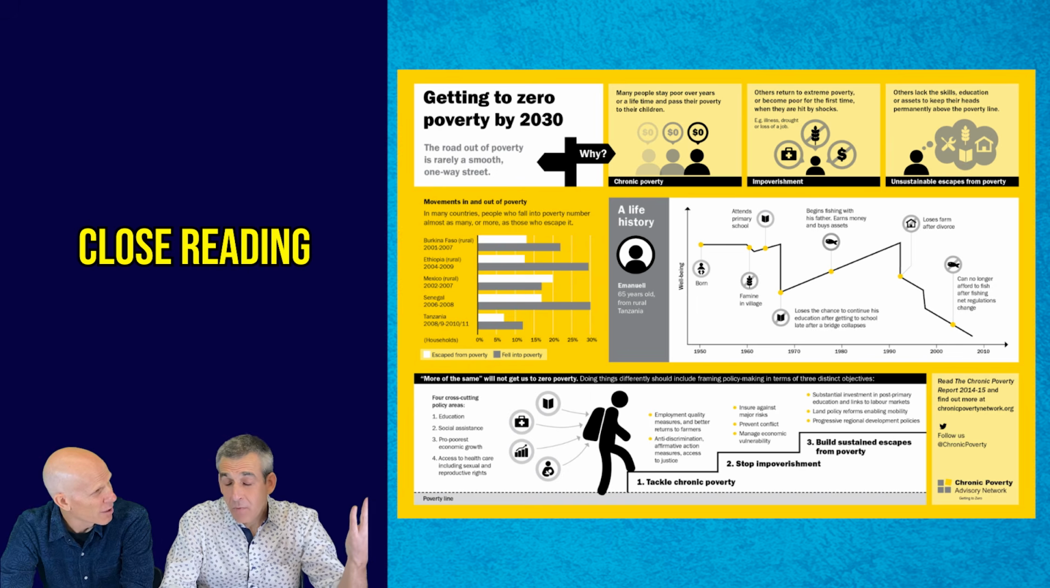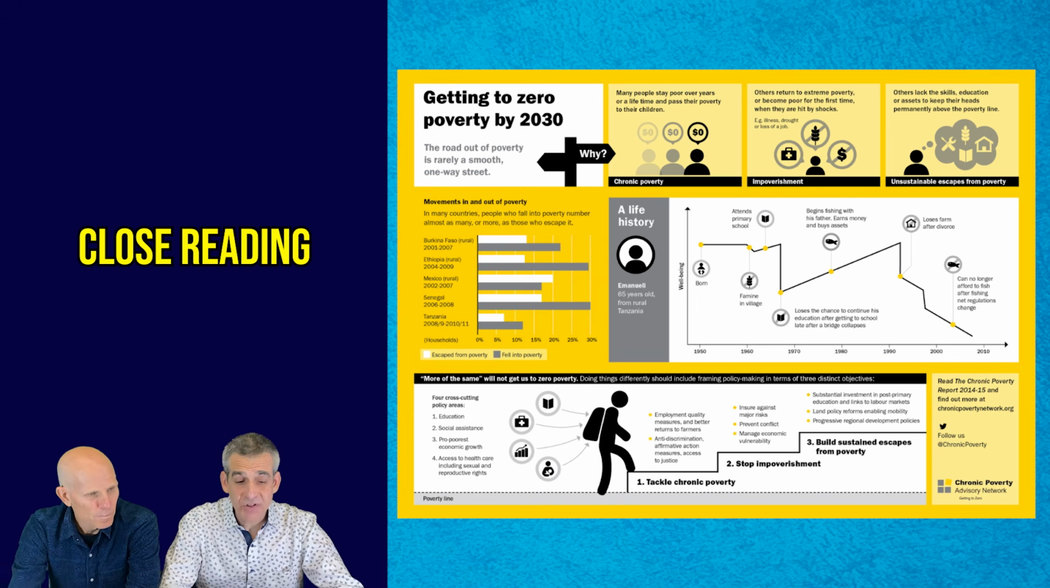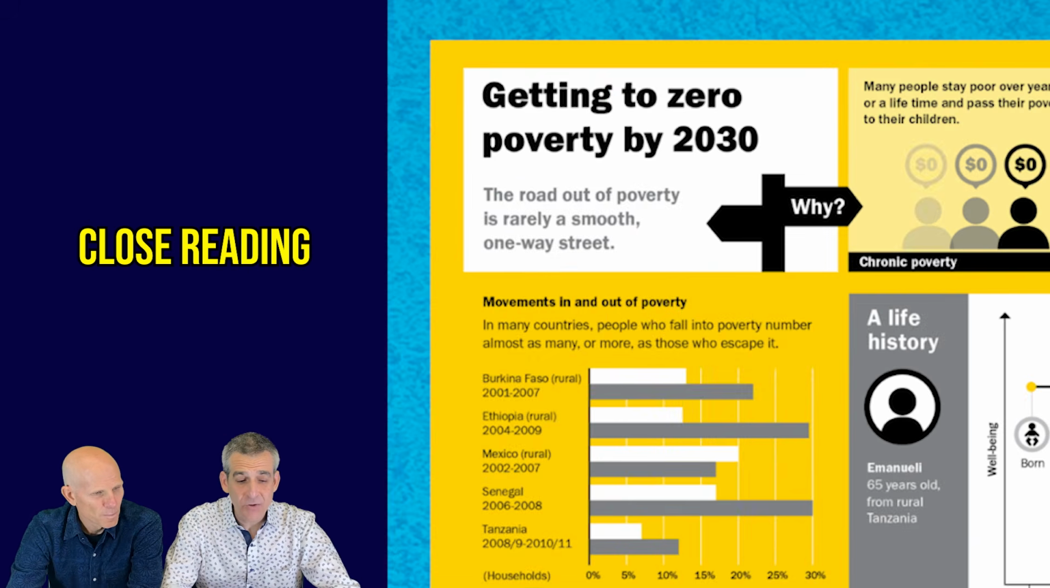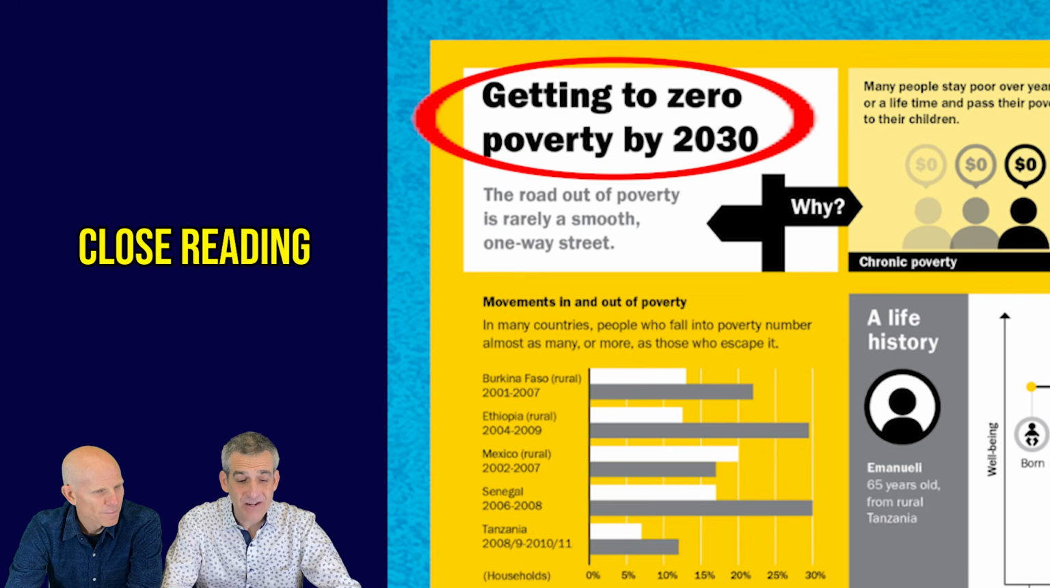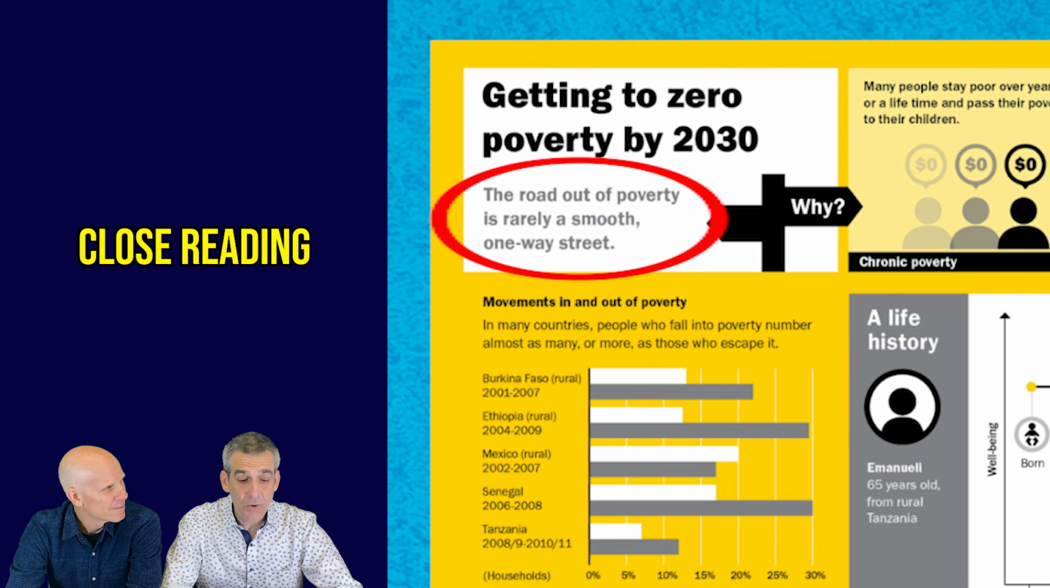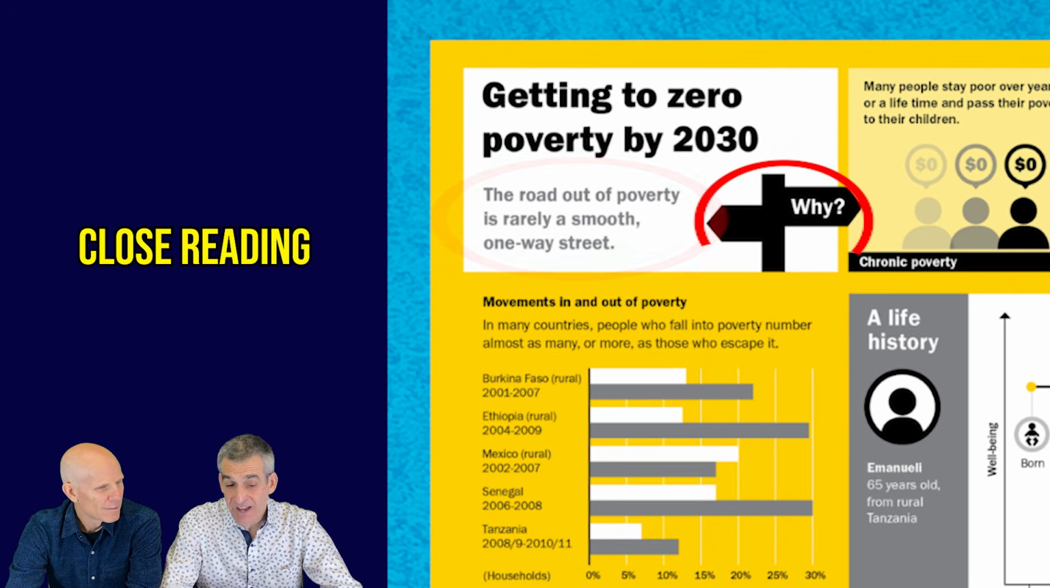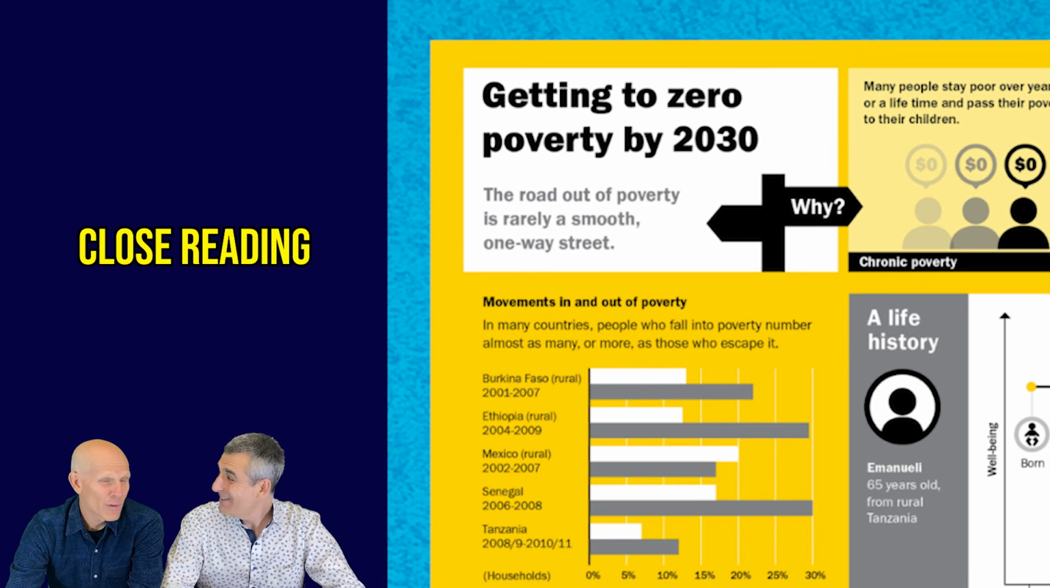So it's very logical. Well, assuming that visual pathway, Mr. Giles, we're going to start in the upper left-hand corner, and I noticed the title of this infographic is Getting to Zero Poverty by 2030, and then we see a subtitle, The Road Out of Poverty is Rarely a Smooth One-Way Street. And then there's an icon there. Mr. Giles, can you analyze and interpret that for us? That looks like a visual metaphor to me.